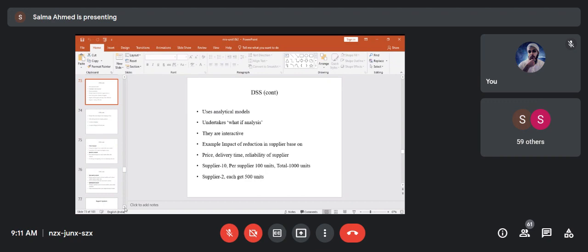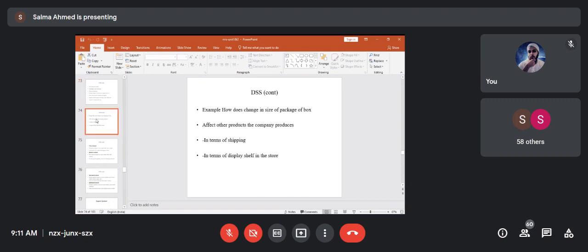But if we have not put, say, reliability of supplier or loyalty of supplier as a variable, it would not be giving you that answer. It would give you only an answer on price and delivery time. So it must be built. That variable must be built into the system for it to answer my queries.